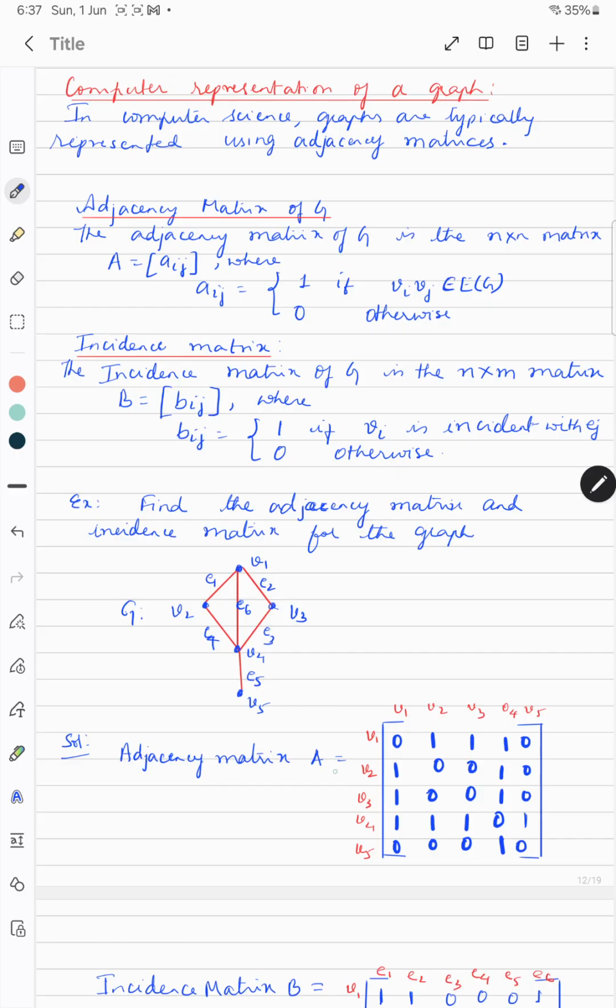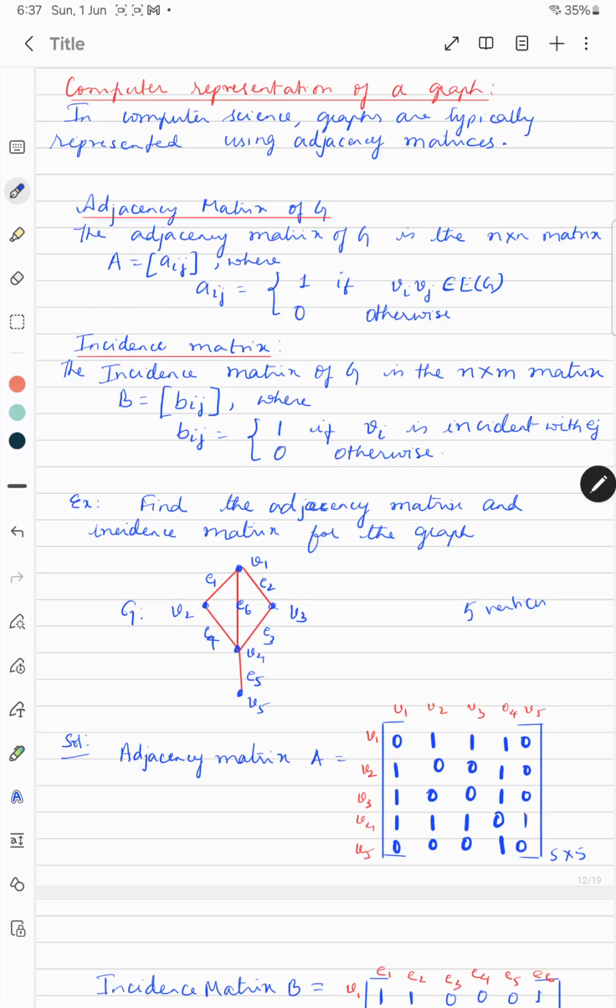Now adjacency matrix A is an n cross n matrix. Since you have the graph with 5 vertices, your adjacency matrix will be of order 5 cross 5, right? So for our understanding, we shall write the vertices in an order along the row as well as along the column in the same order. So V1, V2, V3, V4, V5, and the columns are also labeled V1, V2, V3, V4, V5.